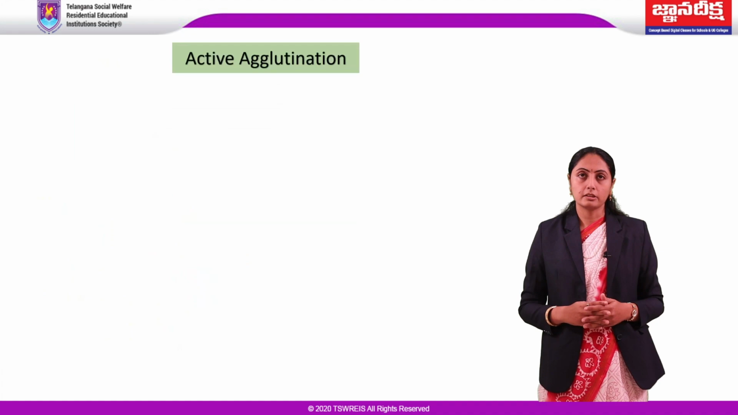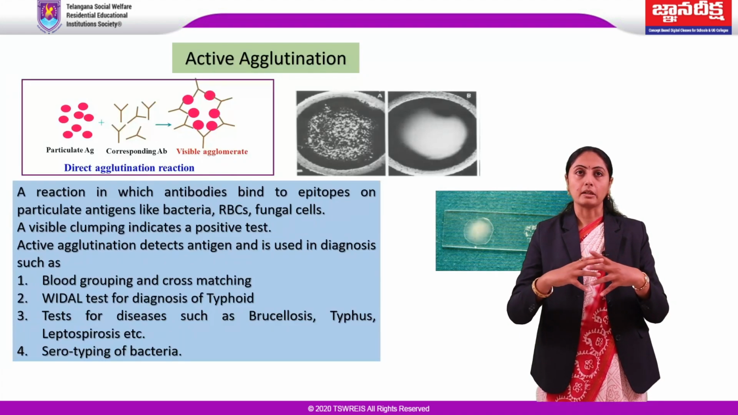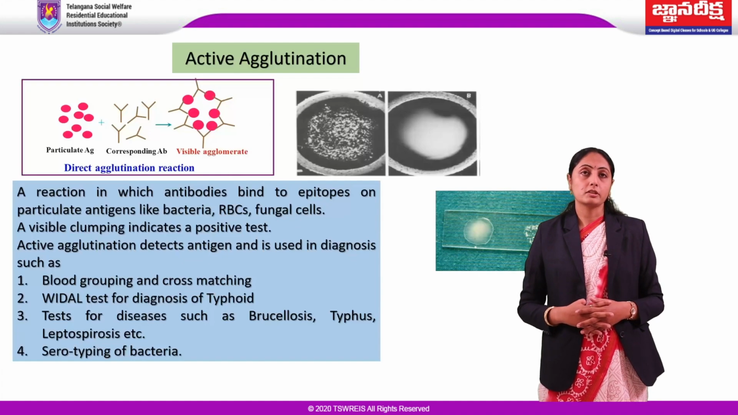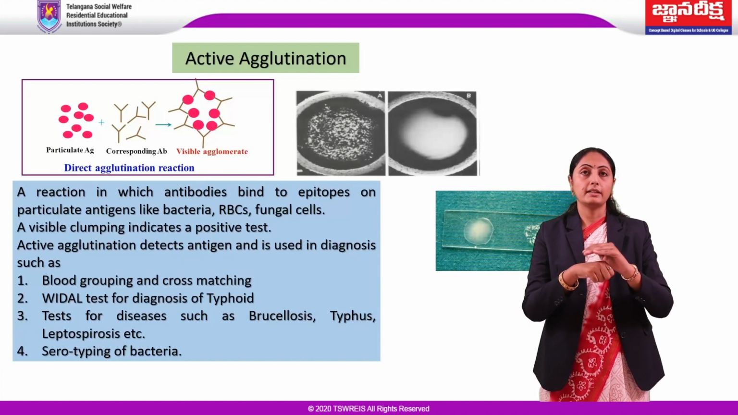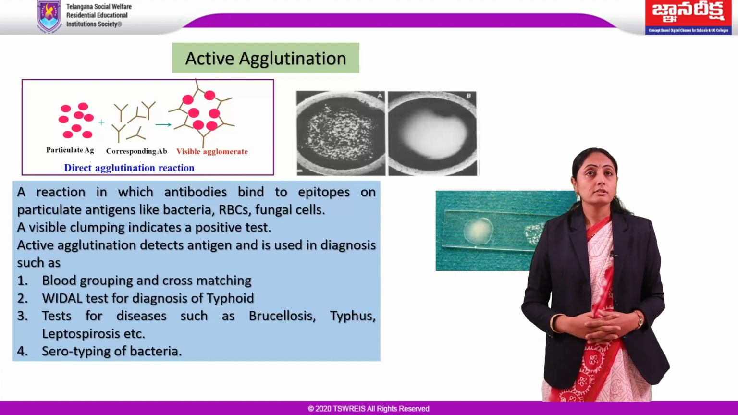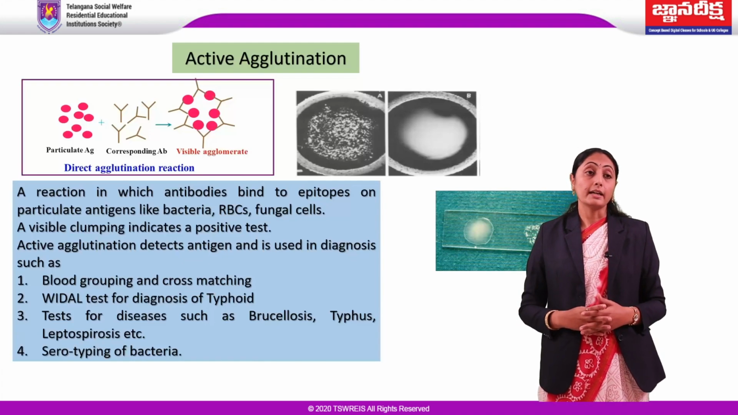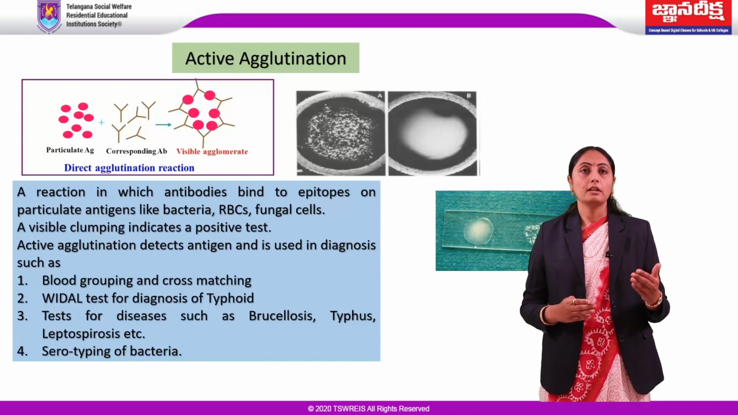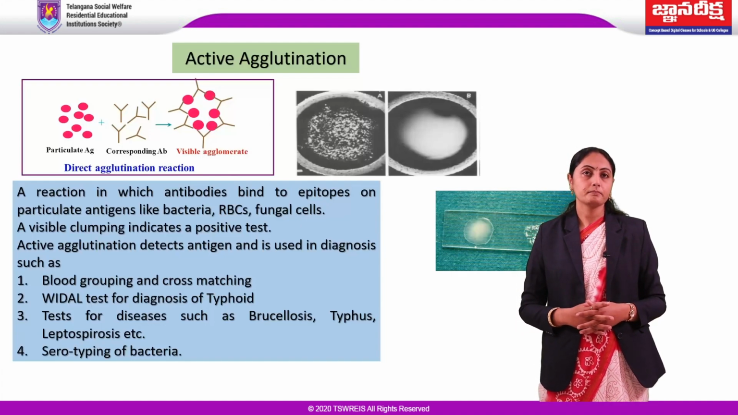Active agglutination occurs when an optimal ratio of antibodies bind to particulate antigens, resulting in visible clumping. Active agglutination is used in diagnosis. For example, in blood grouping to detect antigens on our red blood cells, for the diagnosis of typhoid by performing the Vidal test, and diagnosis of various other diseases like brucellosis, typhus, and leptospirosis where antigens in blood are detected.